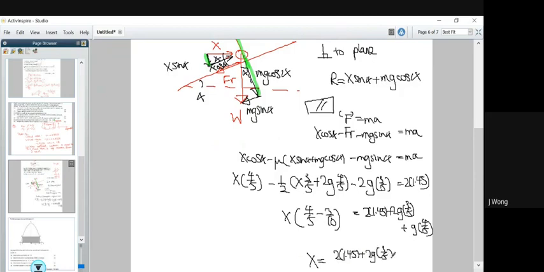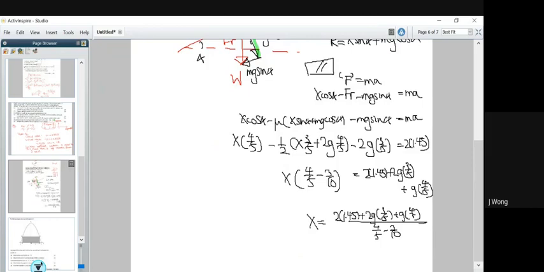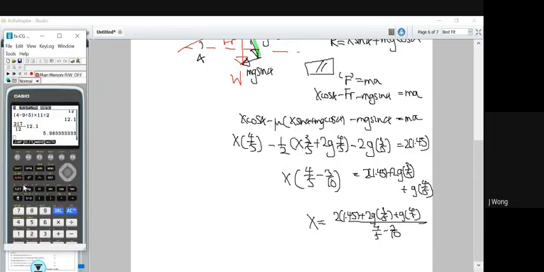And we know that the mass is 2, the mu is a half, and we know the sine alpha and cos alpha, and this is the position where we just substitute all the numbers. So we have x multiplied by 4/5 minus a half, x multiplied by 3/5 plus mg cos alpha. So that will be 2g multiplied by 4/5, minus 2g times 3/5, equals 2 times 1.45.